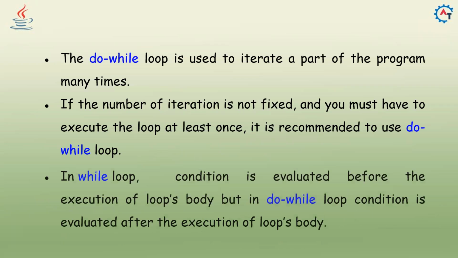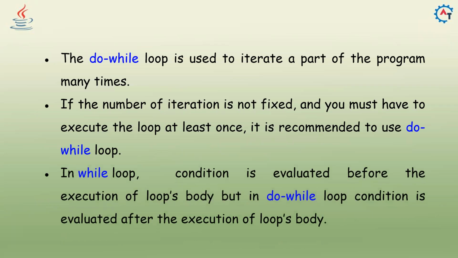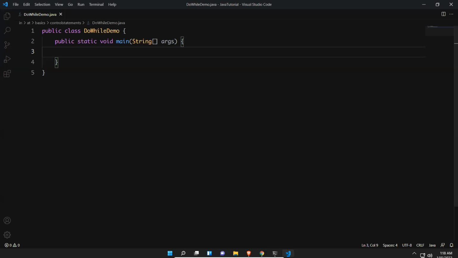In a while loop, the condition is evaluated before the execution of the loop's body, but in a do while loop, the condition is evaluated after the execution of the loop's body. It is a bit different. First, at least one time it will execute. In while, only after the condition is checked will it go inside. So that is the difference between these two. With the help of one example, we'll try to see this.